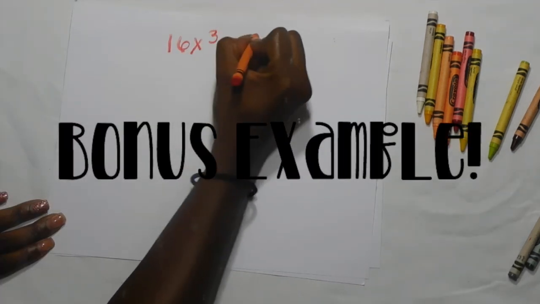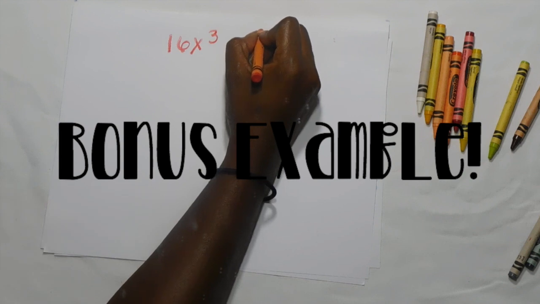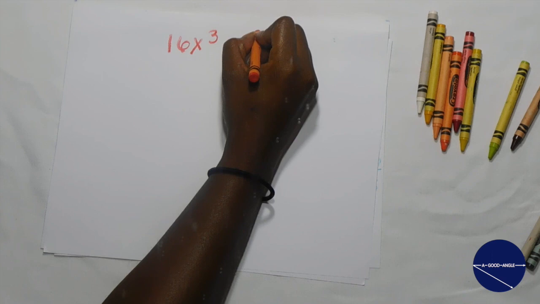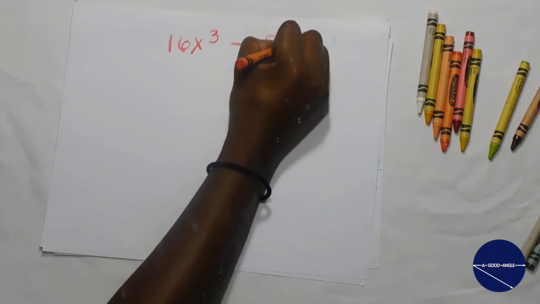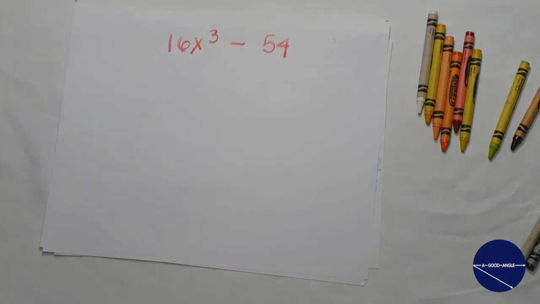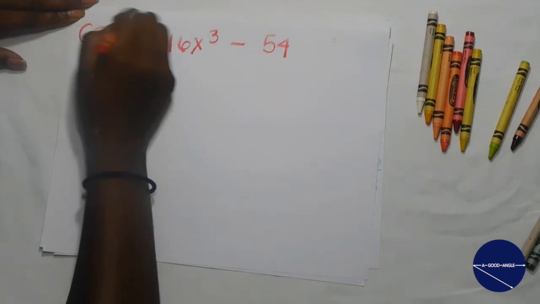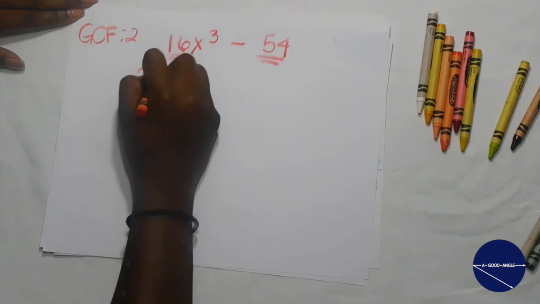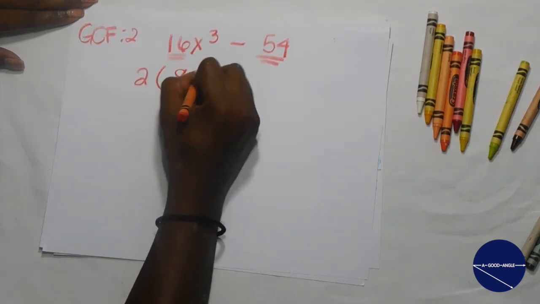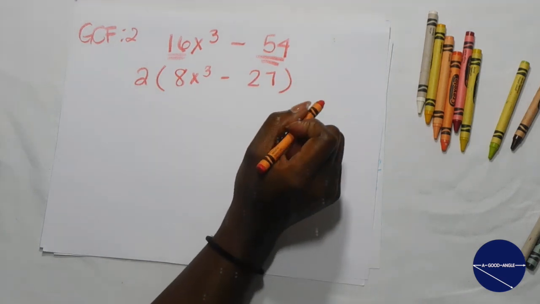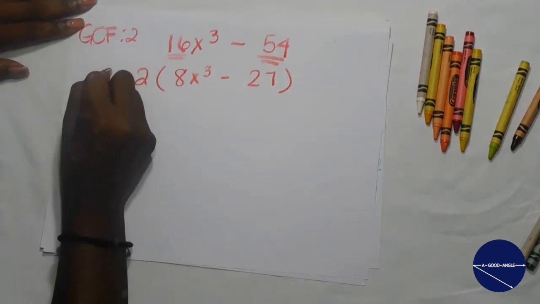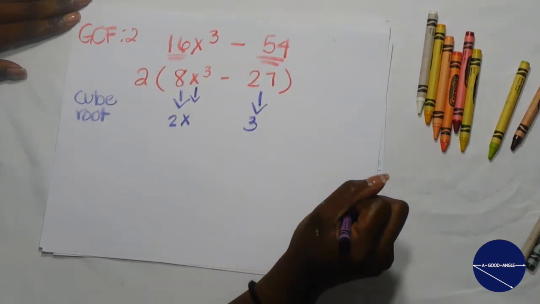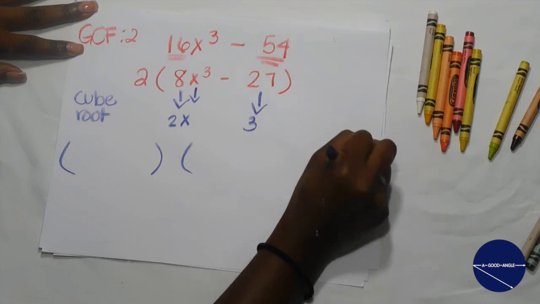Last example and scenario. I have 16x cubed minus 54. 16 is not a perfect cube and neither is 54. So maybe I need to check for a GCF. I'm telling you, them GCFs will get you. All right. So 16 and 54 have a GCF of 2. Make sure you factor it out. Once it's factored out, I can look at the inside. 8 and 27 are perfect cubes, so I can use my little pattern, find the cube root, 2x, and then 27, the cube root is 3.